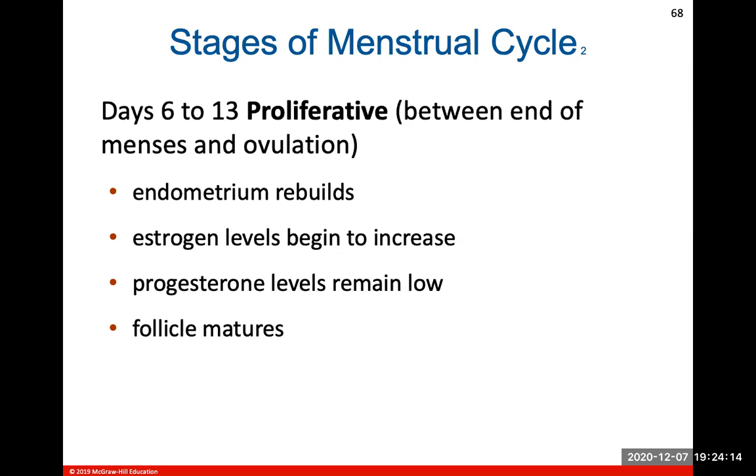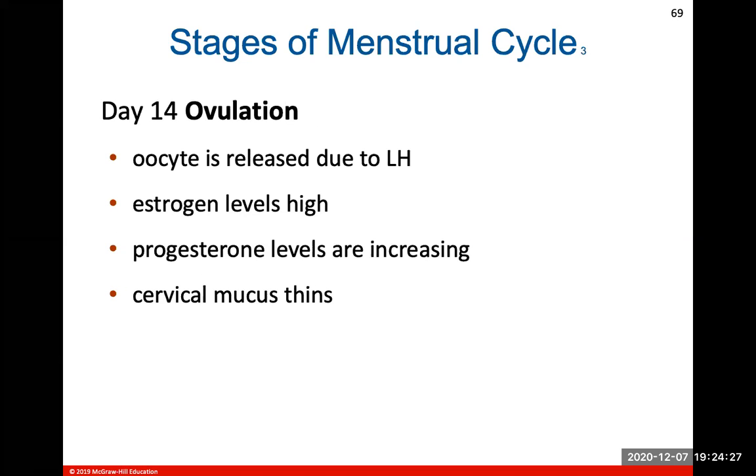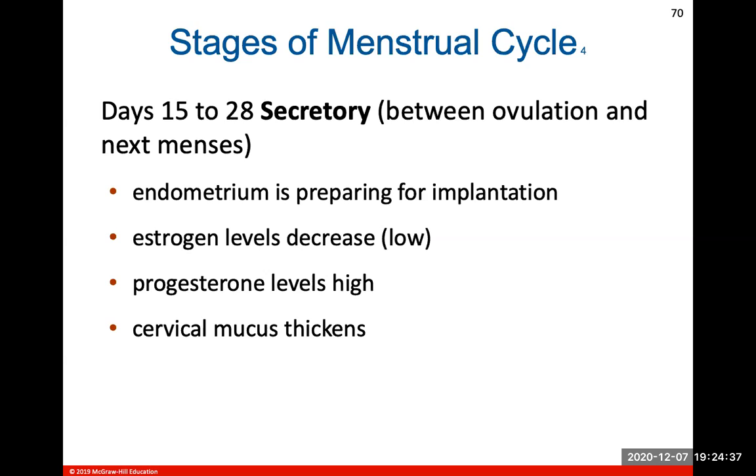Days 6 to 13 are proliferative. The endometrium will rebuild. Estrogen levels begin to increase. Progesterone levels remain low. The follicle will mature. Day 14 is ovulation, where a mature oocyte is released due to luteinizing hormone. Estrogen levels are high. Progesterone levels will also be increasing, and the cervical mucus thins. And then days 15 to 28 are known as the secretory phase, where the endometrium is preparing for implantation. Estrogen levels decrease, progesterone levels are high, and the cervical mucus thickens.